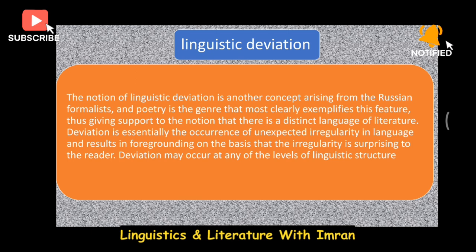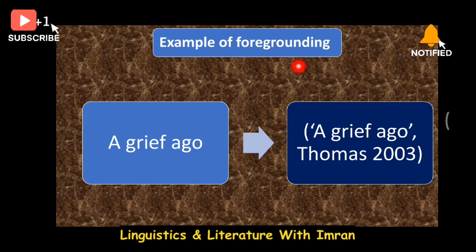Now, an example of foregrounding. Here you can see a very good example: a grief ago. Most often when we use ago, it is accompanied by a time, like an hour, a month, a week, 2 hours, 2 weeks, 2 months. And here it is used as a grief ago. So a grief and ago cannot go together, right? So why has the poet used a grief ago? This is an example of semantic deviation.